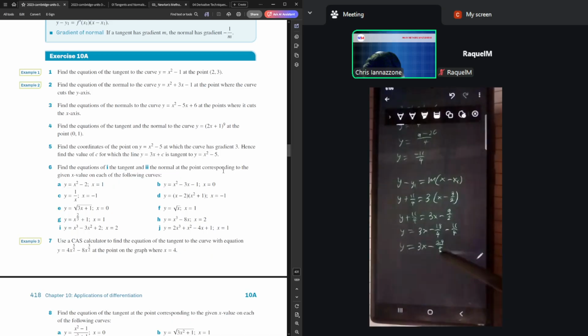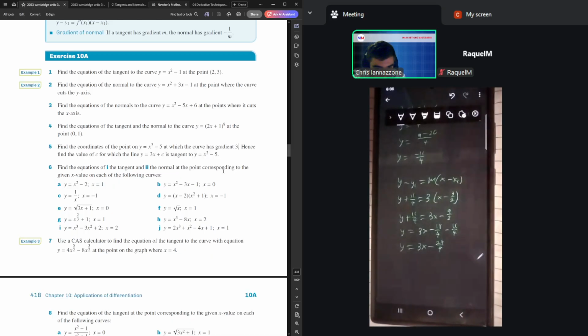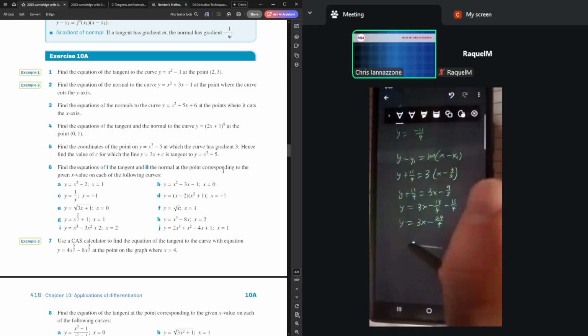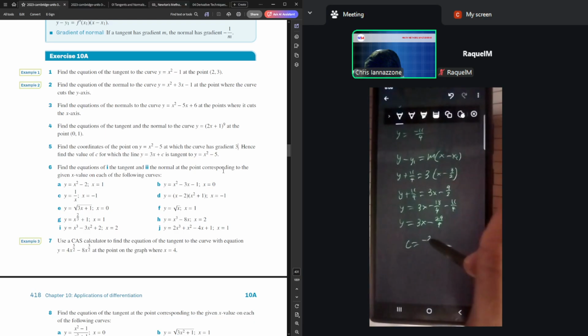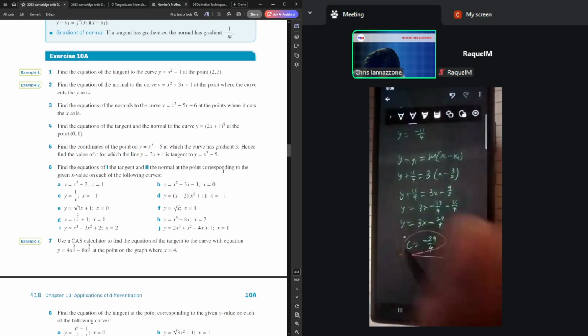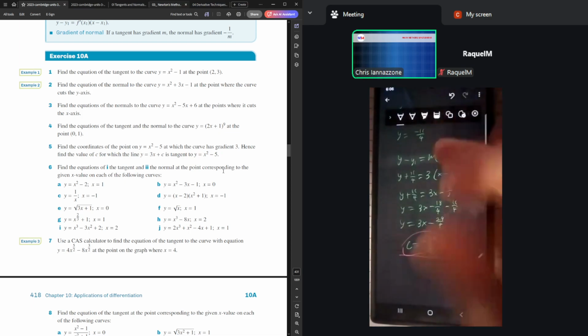29 on 4. And to actually finish up the question here, we weren't told to find the tangent, we were told to find the value of c. So what we're going to do is say, finally, c equals negative 29 on 4. And give it a nice underline or circle, or however you want to highlight your answer.